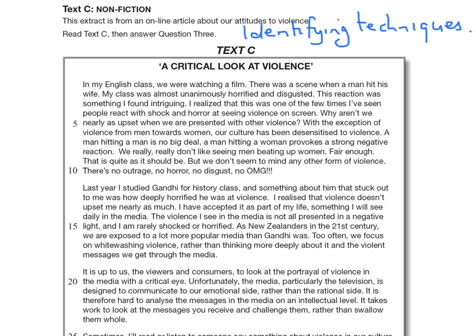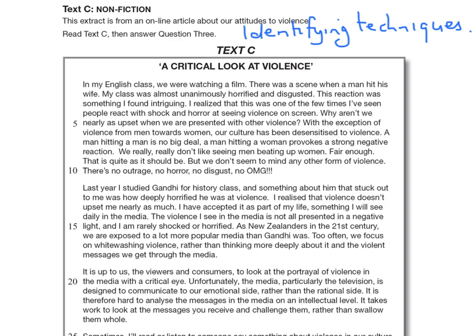I want you to pause this now and see how many techniques you can identify in the first 10 lines. I've got quite a few. How many can you get? Okay, pause now and identify. Just write them down and an example of each one. Have you done that? Alright, let's see how many you get.